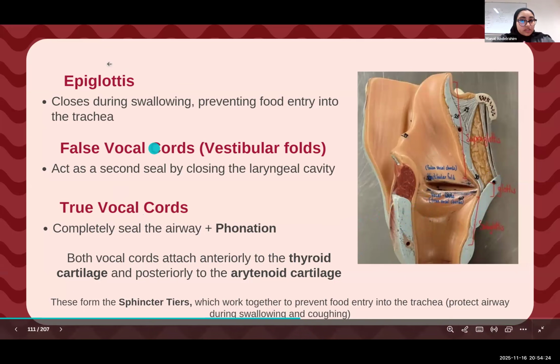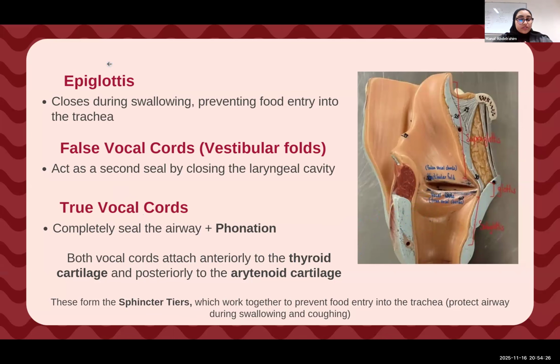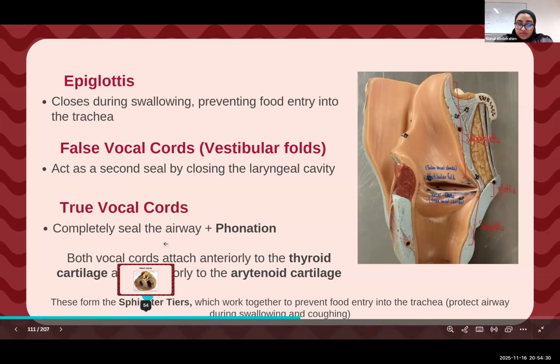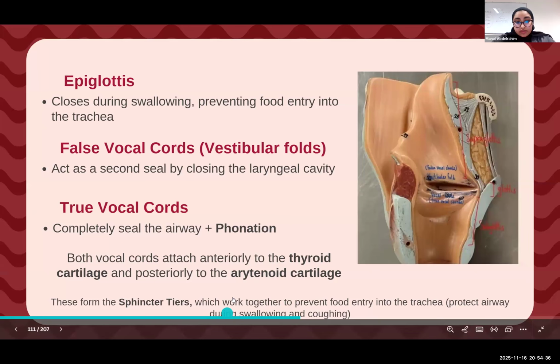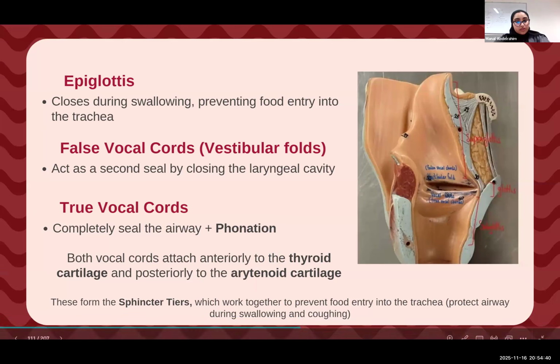These 3, epiglottis, the false vocal cords, and the true vocal cords, are forming something called sphincter tiers. I don't think this is very, very important, and we didn't take it in my lab last year, but I'm including it again because it's there. These 3 together are going to make sure that no food gets into the trachea.